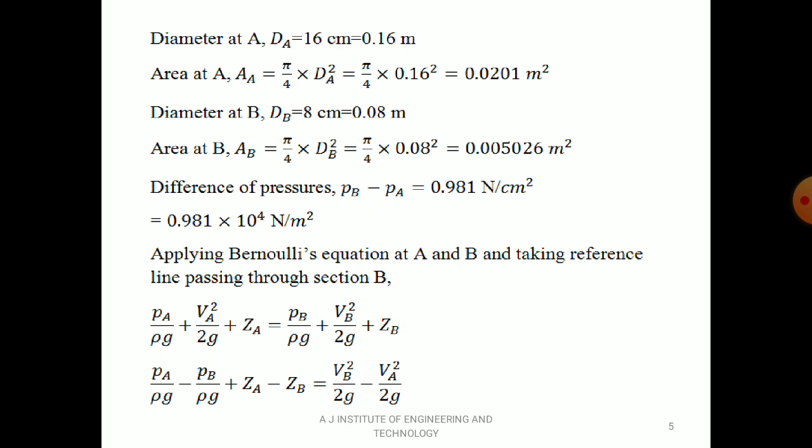Area at B, AB equal to pi by 4 dB square. So that is equal to pi by 4 into 0.08 square. So that is equal to 0.005026 meter square.